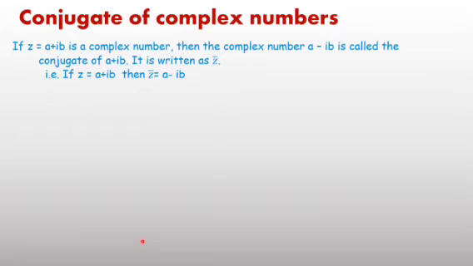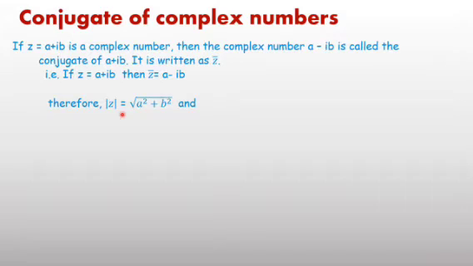Next, conjugate of a complex number. If a plus ib is a complex number given, then the complex number a minus ib is known as the conjugate of a plus ib, denoted by Z bar. If Z equal to a plus ib is written, then Z bar equal to a minus ib. And also remember, if we write Z equal to 2 plus 3i, Z bar is 2 minus 3i. And if Z equal to 2 minus 3i, then Z bar equal to 2 plus 3i, meaning you have to change the sign here.